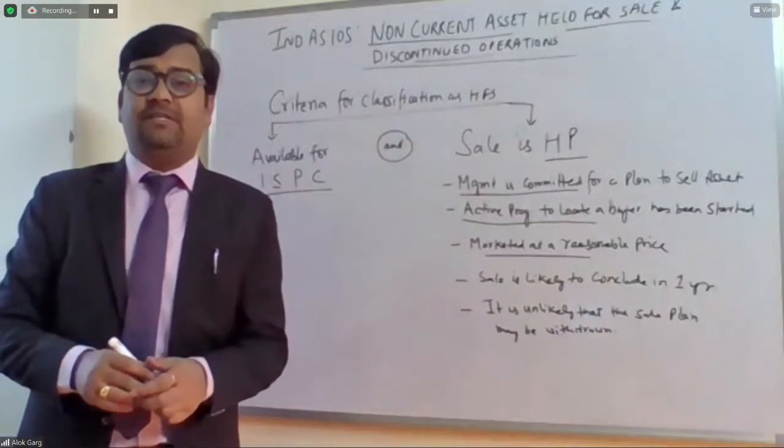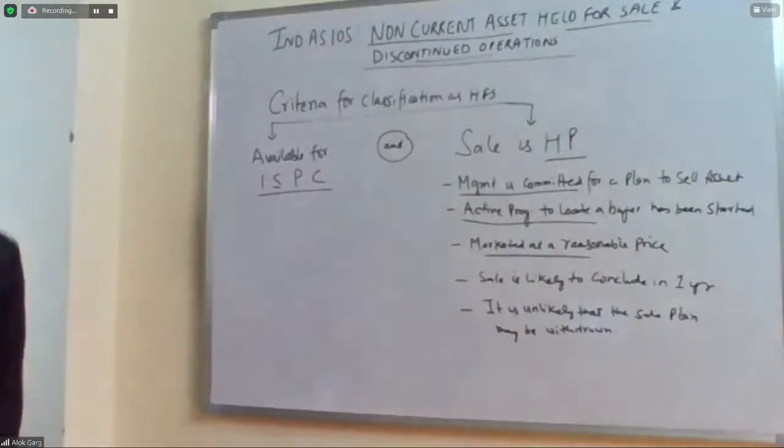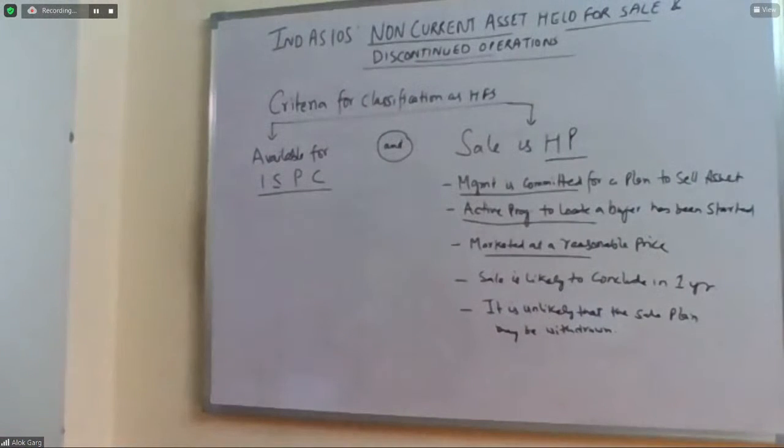Okay, so let's discuss this one by one. So sir, when will a non-current asset be classified as held for sale? I have told you that a non-current asset will be classified as held for sale when 2 conditions are met. 1, the asset is available for immediate sale in present condition. Second, the sale is highly probable.